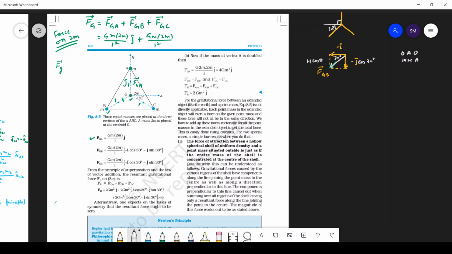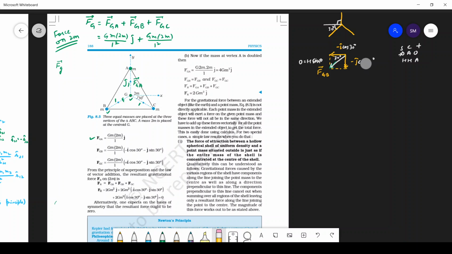So opposite upon hypotenuse, that's sine, not cos. Opposite side is equal to hypotenuse sine theta. Adjacent side is equal to hypotenuse cos theta. So this is the adjacent side. This is hypotenuse cos theta. So that's cos 30 degree.